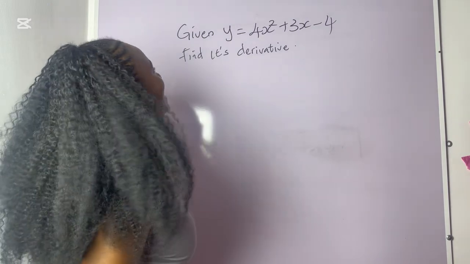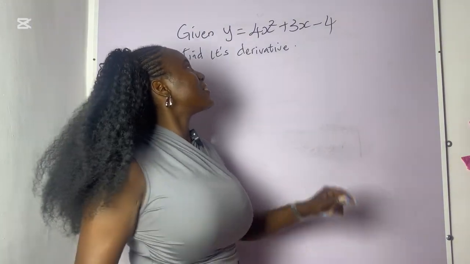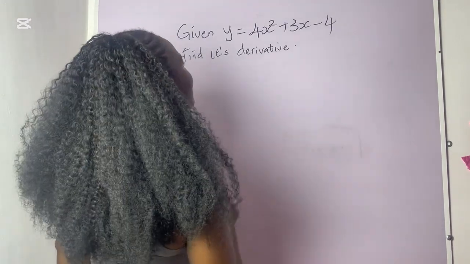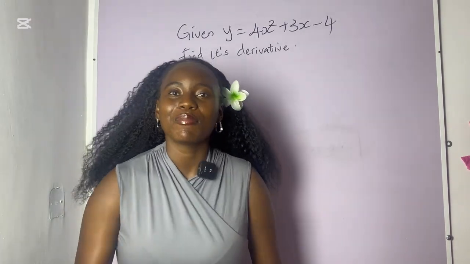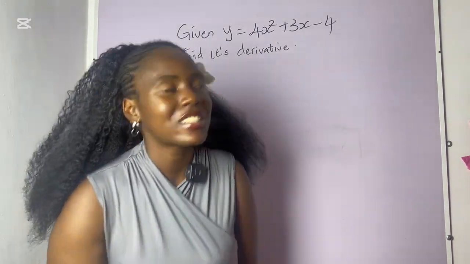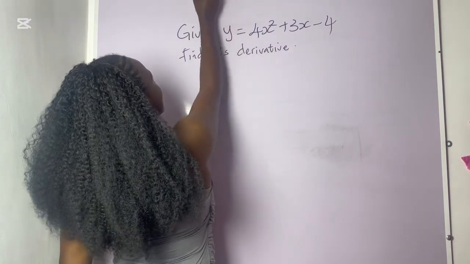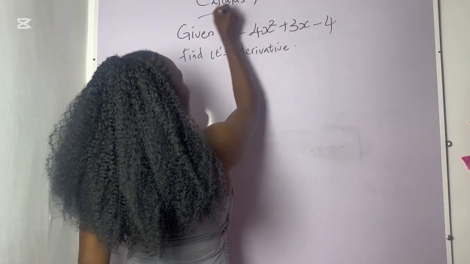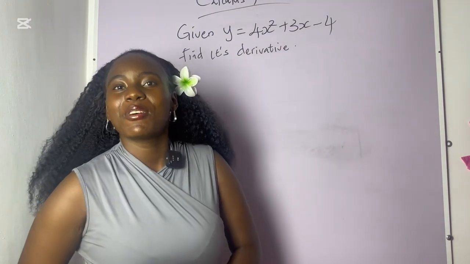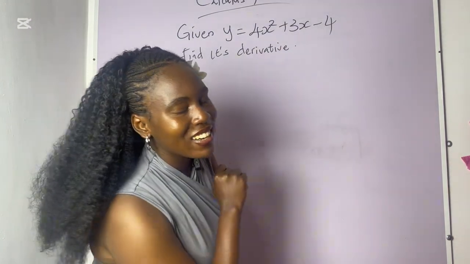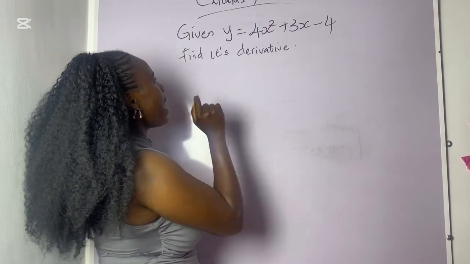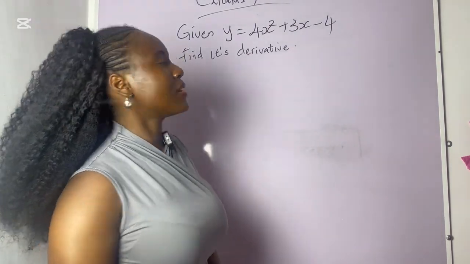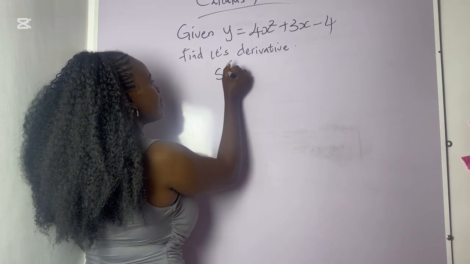All right, a quick one. Now we have given y is equal to 4x squared plus 3x minus 4. Find its derivative. Very simple. Differential calculus. Mind you, we're still on calculus 1.0, guys. Now, given y is equal to 4x squared plus 3x minus 4, find its derivative.